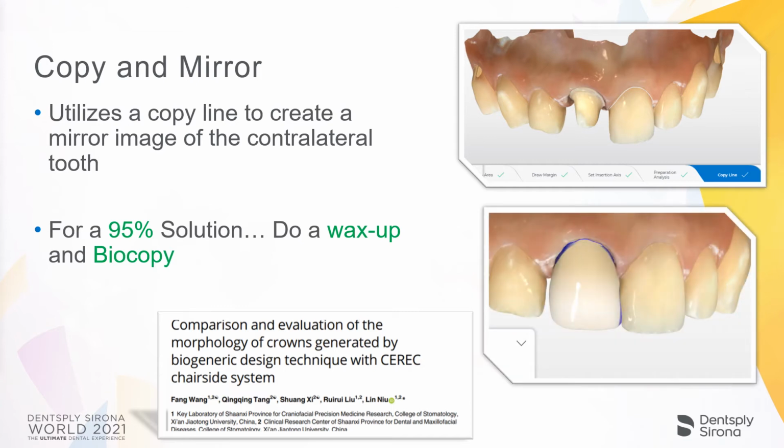If you do copy and mirror, in this situation here, you can see the initial proposal that we get. And overall, it's not a very good initial proposal. And the study that I have down here below pretty much says the same thing, except not in such a pictographic type of method. It uses finite element analysis and computer modeling to show you that biocopy gives you a much better replication of what you're trying to achieve in the anterior dentition.